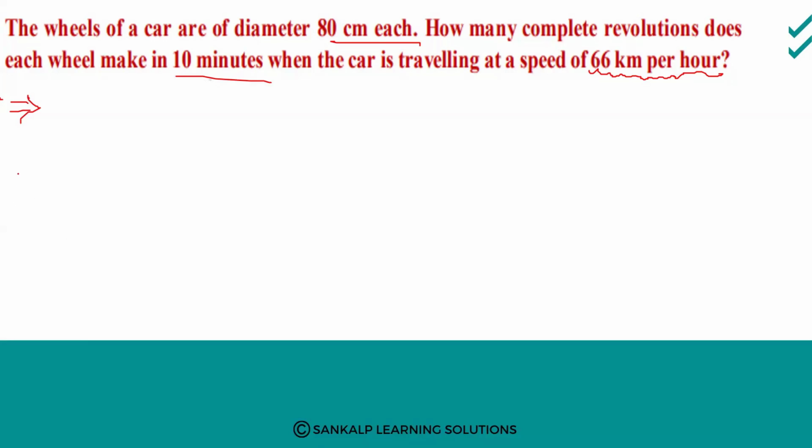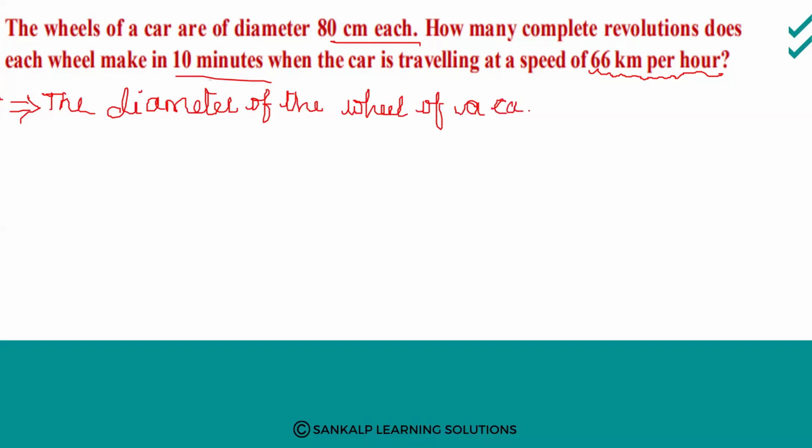Yes, the diameter of the wheel of a car they have given, that is 80 centimeter each. Next, so how many complete revolutions? So complete revolution means what? Complete revolution means it is circumference only.